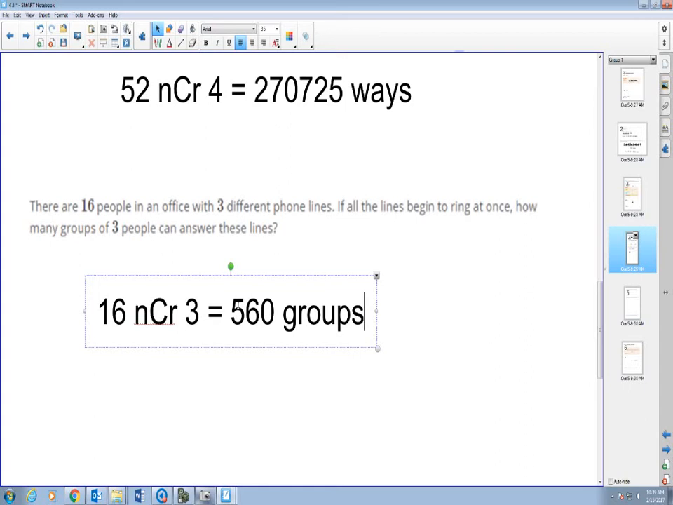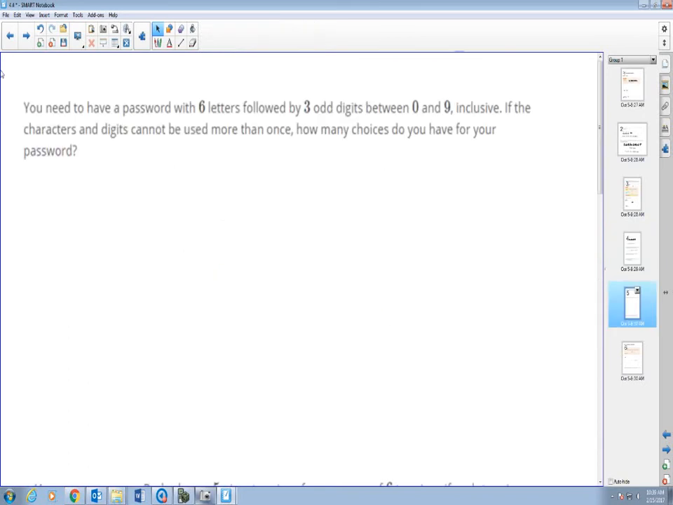Okay. All right, so hopefully we understand a little bit better about combination and permutation. Let's try some more. This is an interesting one. Let's say we have to have a password. This is very common. With 6 letters followed by 3 odd digits between 0 and 9 inclusive.